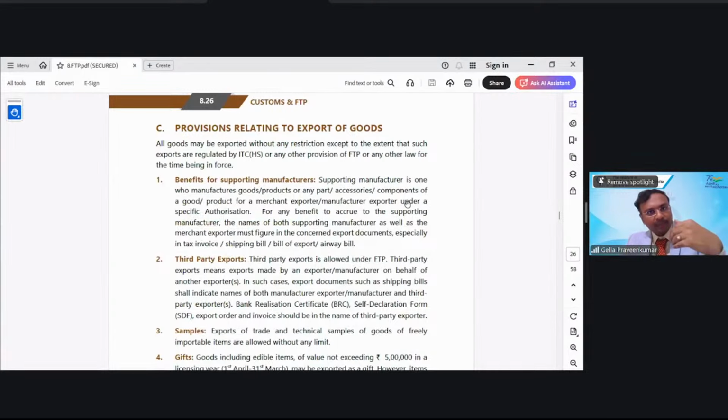Exports. Similar to imports, what are the provisions connected with export? MCQ questions, if any, from exports. Here, I'll explain this terminology. Goods to be brought into India for export, send it back. Never ever should those goods be used in India. That's the thumb rule. Now, coming back, provisions relating to export of goods. They have used a term called benefits of supporting manufacturer, third party exports. I'll explain this for brevity.